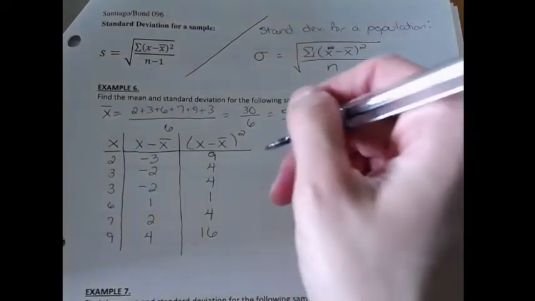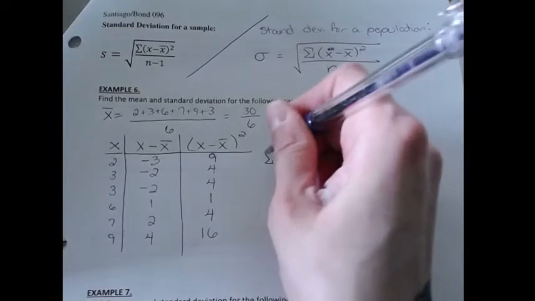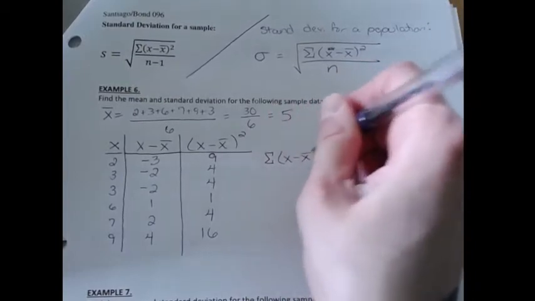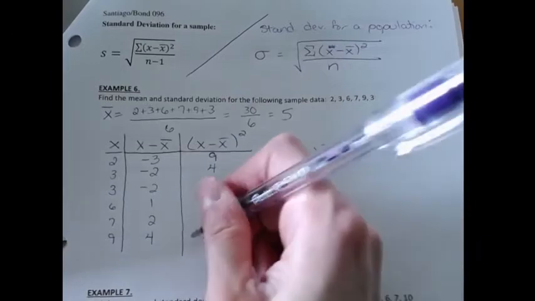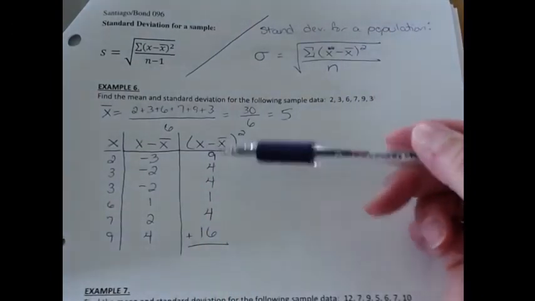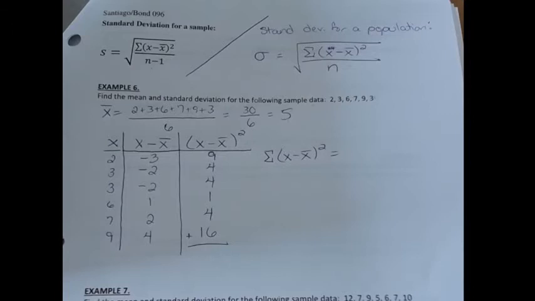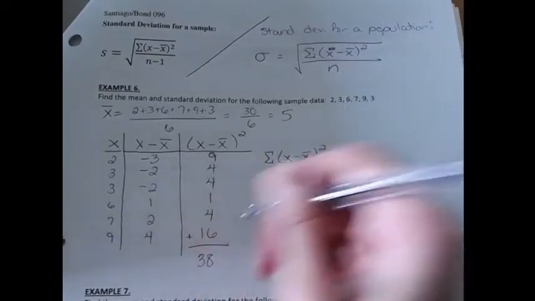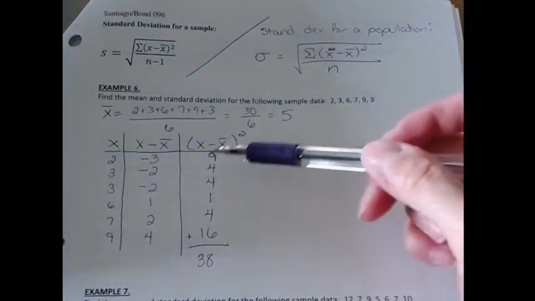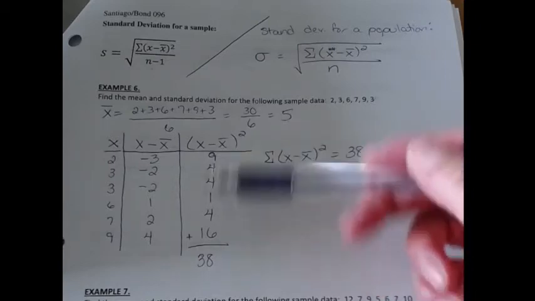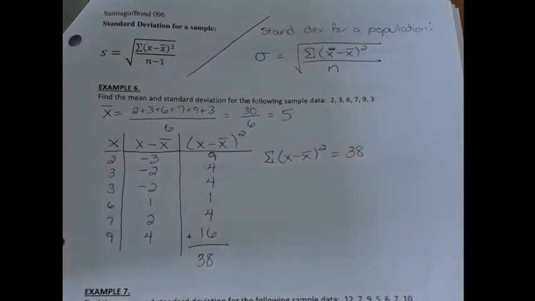Okay, so what I'm going to note here is that sigma (x minus x bar) squared is equal to, remember, this is just the total of everything. So we have 9 plus 4 plus 4 plus 1 plus 4 plus 16. So essentially we should have 38. Again, just double checking, 9 plus 4 plus 4 plus 1 plus 4 plus 16 is 38. So we just figured out the sum of this column, the sum of all of our squared differences.